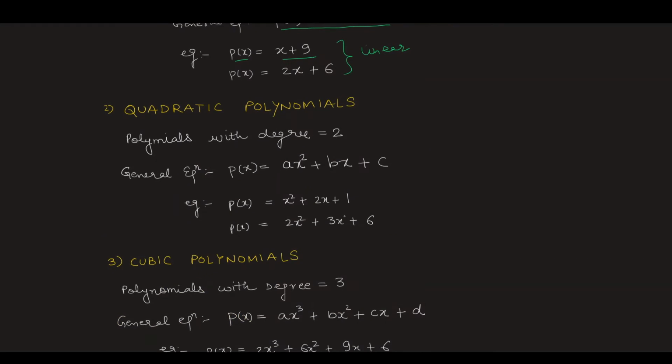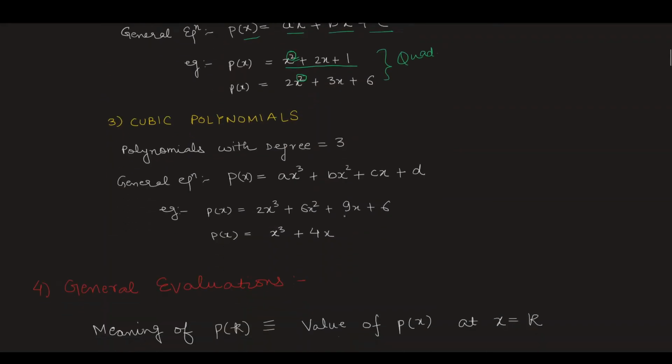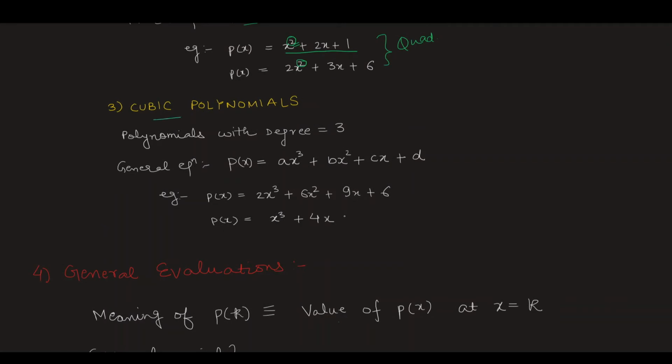Then second type of polynomials would be quadratic polynomials. These are polynomials with degree 2. Its general equation is ax square plus bx plus c. See, due to this 2, its degree is 2. Example, x square plus 2x plus 1. Due to this 2, its degree is 2, as the highest power of x in this equation is 2. Same with this example, due to this 2, its degree is 2. So these are quadratic polynomials.